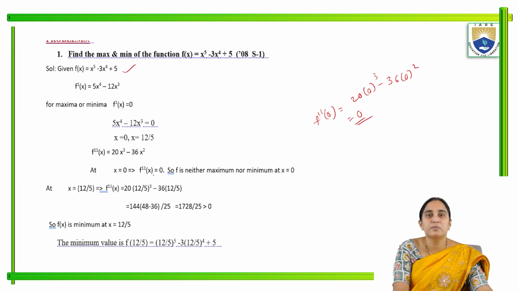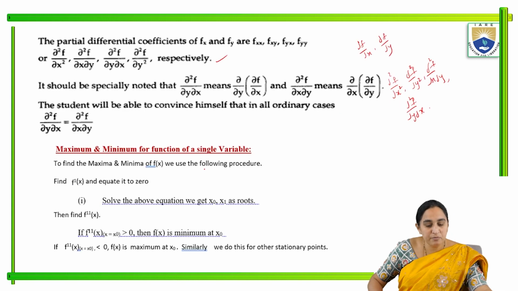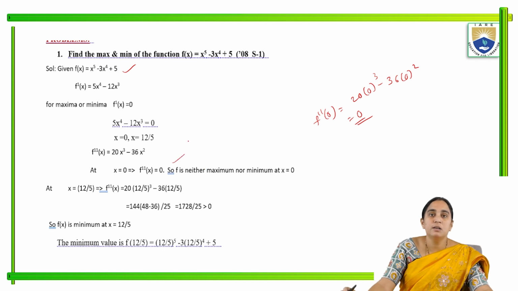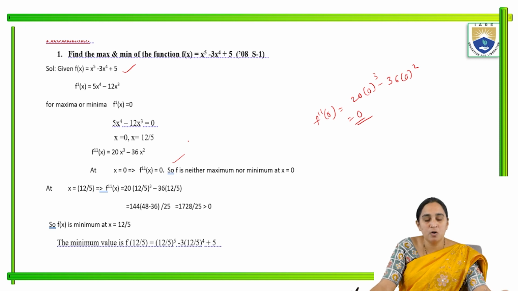Therefore, f double dash of x is 0. Therefore, f is neither maxima nor minima at x is equal to 0. For minima and maxima, what are the conditions? Observe the definition. If f double dash of x is greater than 0, then a minimum exists. If f double dash of x is less than 0, then a maximum exists. But here it is 0. Therefore, there is neither maxima nor minima.